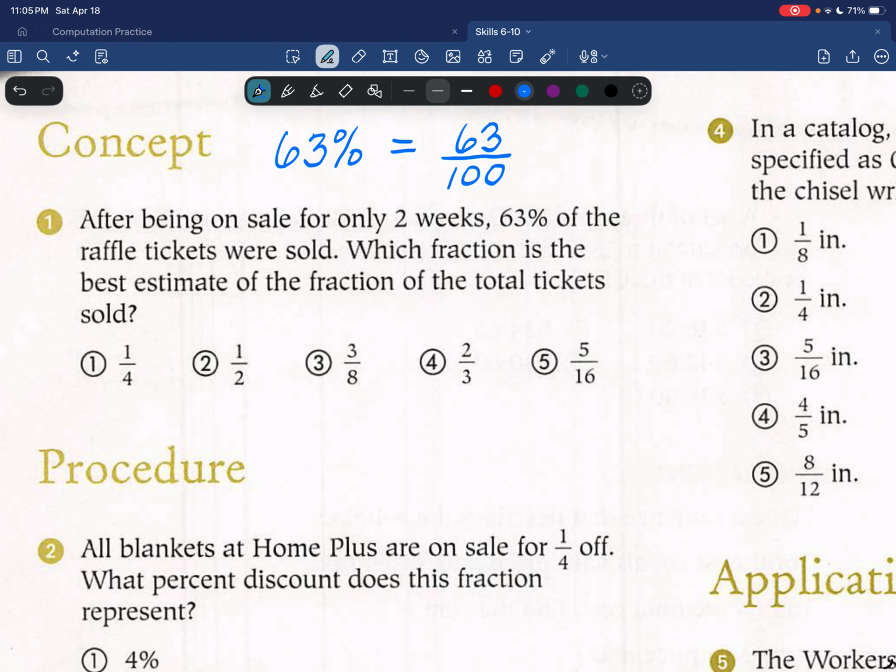Okay, that's a fraction. That's getting me headed in the right direction. However, they want an estimate. So my first thought would be 60 over 100. That would mean 6/10. That'll reduce by 2. So 2 into 6 is 3, 2 into 10 is 5. That is not one of my choices.